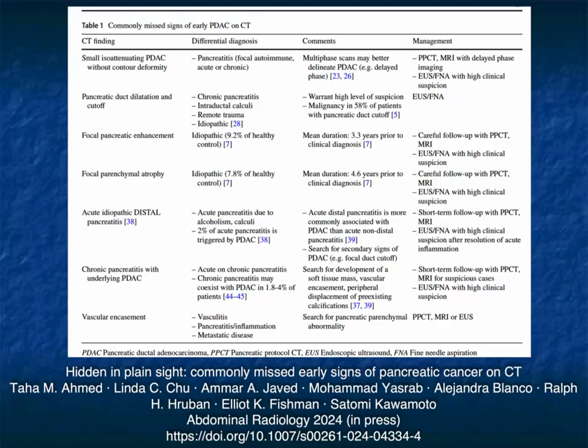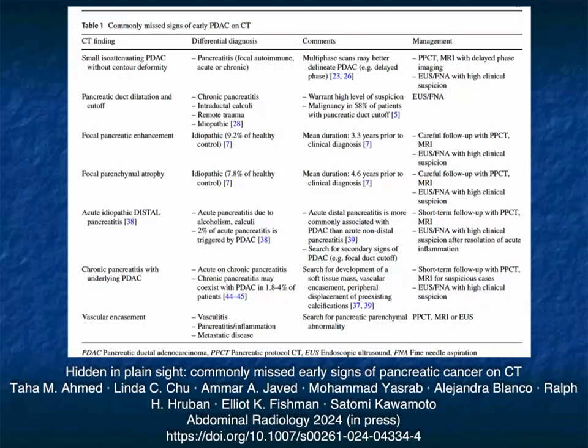Small isoattenuating adenocarcinoma without contour deformity. One of the most difficult signs to pick up. We think AI can do well there. Pancreatic duct dilatation and cutoff. You should not miss these.